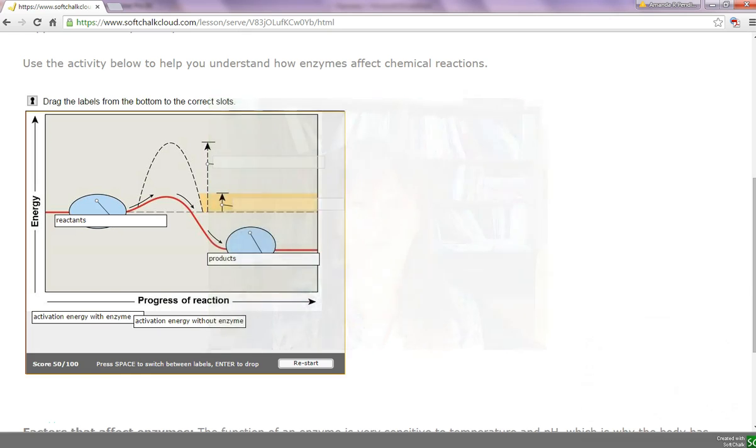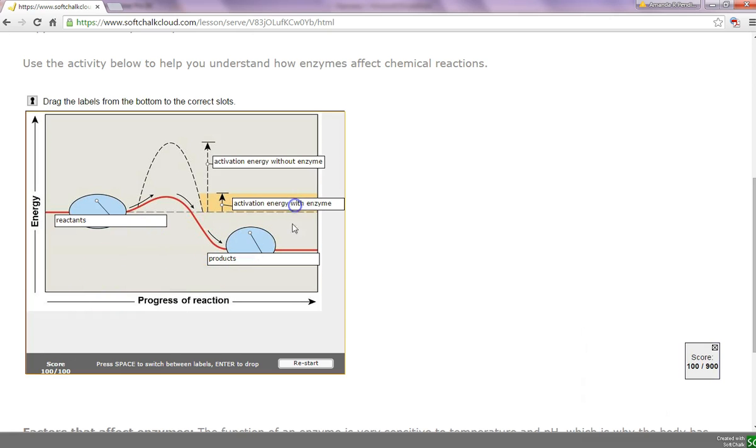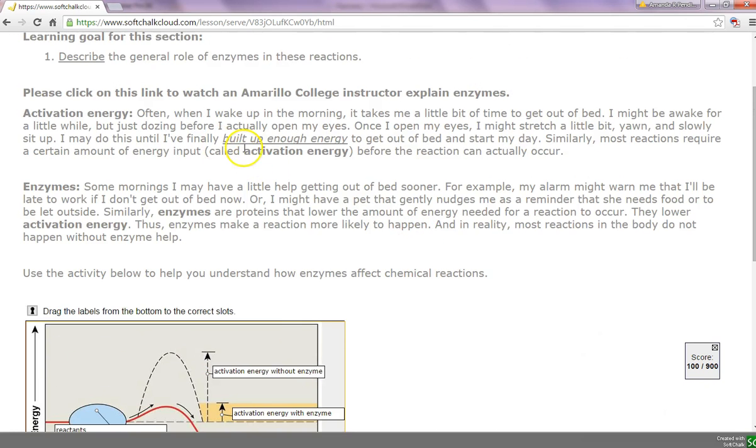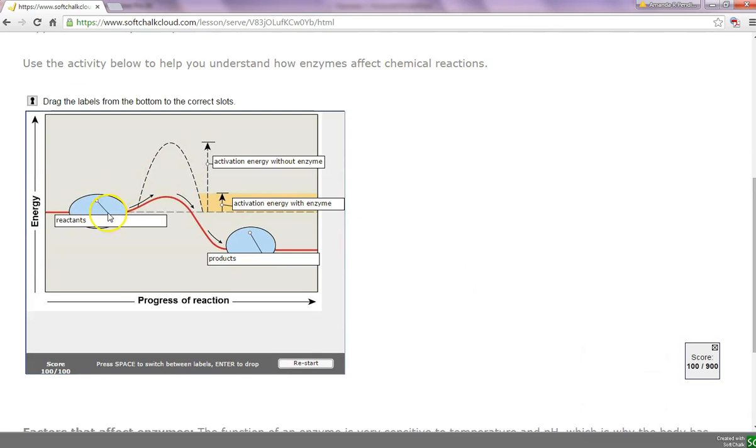Okay, so if we're going to go back here and label this black line, we would name it the amount of energy needed without an enzyme. Now let's look at this red line here. Okay, this is the amount of energy, and that specific type of energy is called activation energy. You'll see that term up here. It's explained here. Okay, so this is the amount of energy needed if you do have an enzyme.